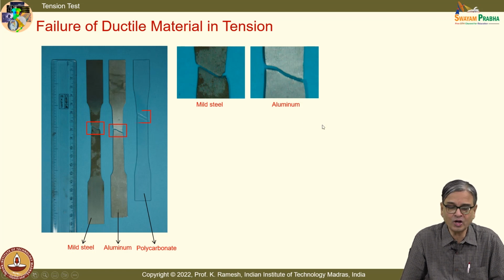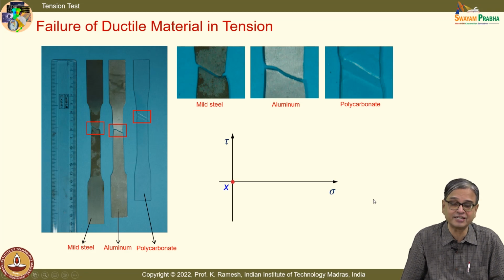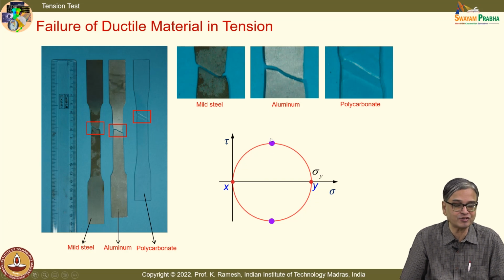And when you go to polycarbonate, it has not failed. It has had a long stretch, the material has not failed in the experiment, fine. And to support your observation that it fails at 45 degrees, I have also drawn the Mohr circle. You know very well that the maximum plane of shear is at 45 degrees to the axial loading. So, that has precipitated failure in the case of a ductile material, fine.